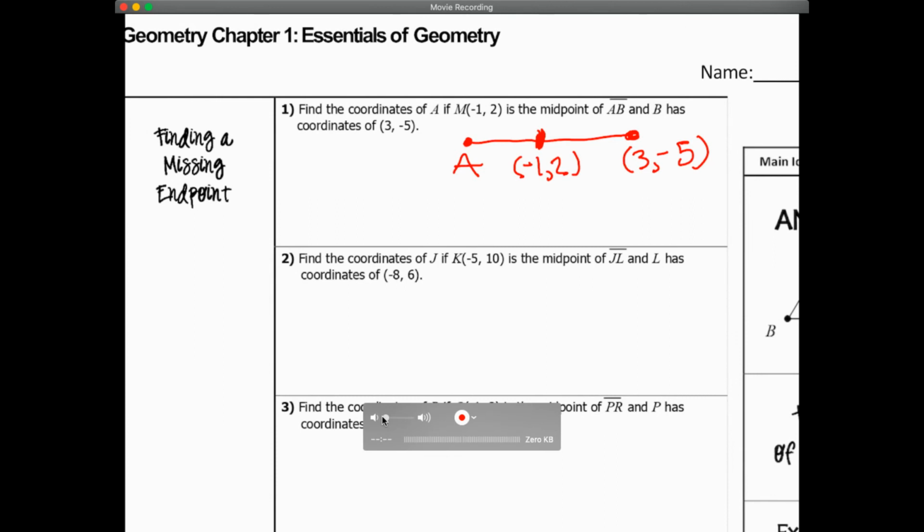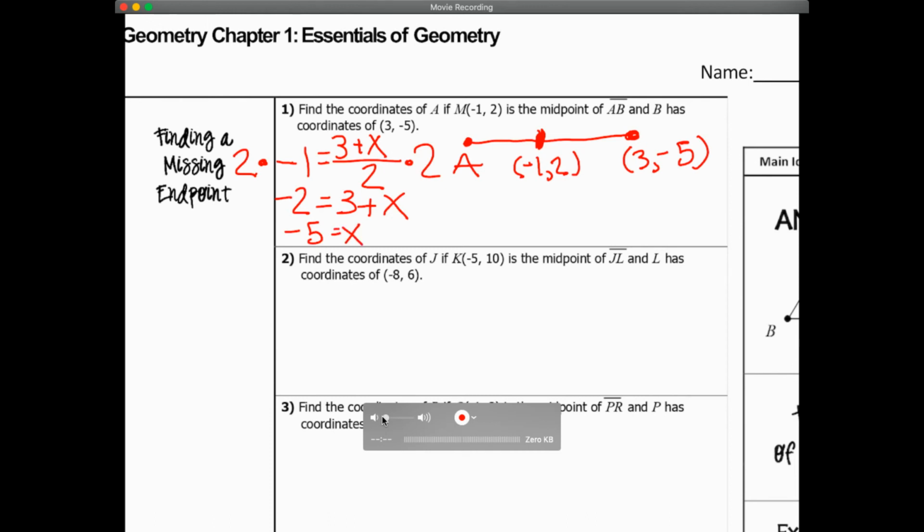If I'm going to look at my x, I know my midpoint x is -1. So I know -1 has to equal 3, because that's one of my endpoints, plus the endpoint I don't know, over 2. That's just using the midpoint formula. To solve that, I would multiply both sides by 2. So that's going to be -2 equals 3 plus x. If I subtract 3, that gives me -5 is equal to x.